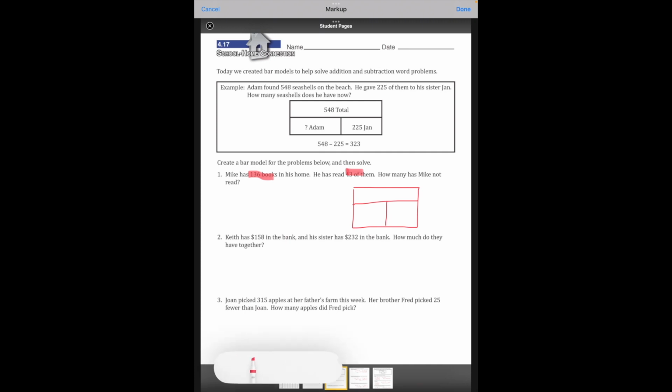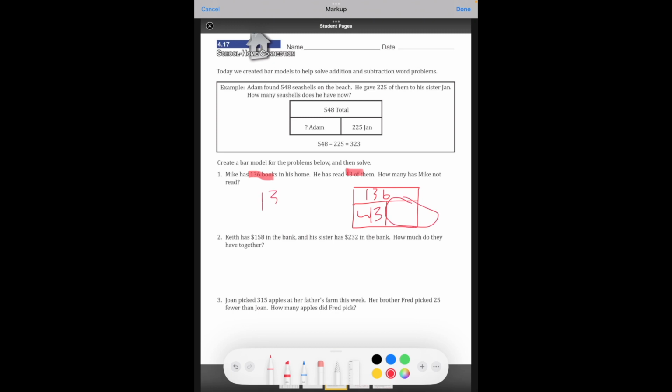Well, we do know that the grand total was 136 books, and he's read 43 of them. So we got to solve here. So 136 minus 43. 6 minus 3 is 3. 4 minus 3 we can't do. Or 3 minus 4 we can't do, so got to borrow. 13 minus 4 is 9. So we now have 93. 3. I'm just going to put a B there for books. Remember the star if you got it correct, circle if you missed it.